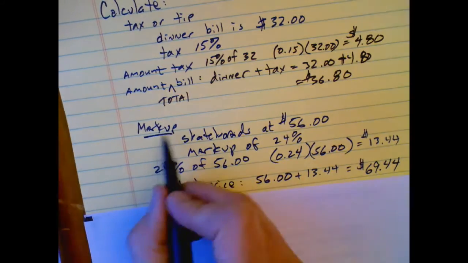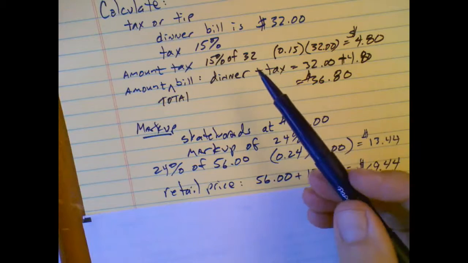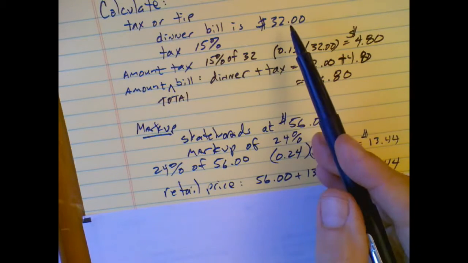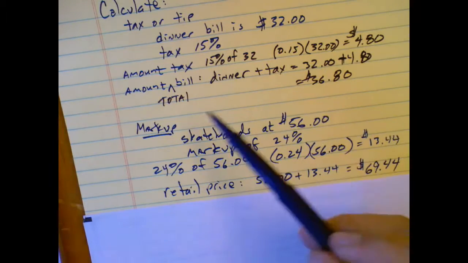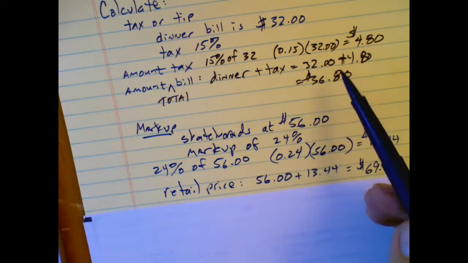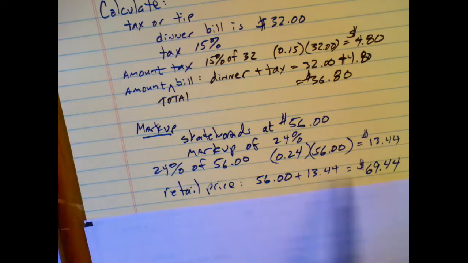So there's markup. Notice it's the same thing though. It's a portion of an initial amount. And then we can also ask, in this case, what's the total bill? We'd have to add the initial amount. Here we'd have to add the initial amount in order to get the retail price we pay.